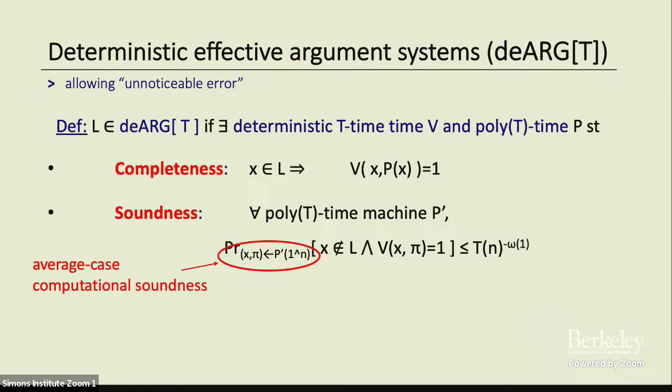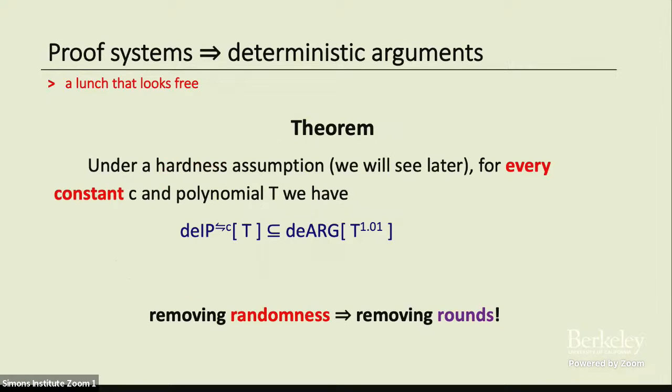So there are two ways we make the relaxation. First, you make information theoretic soundness computational. Second, it's an average case notion. This average case notion is kind of inherent once you talk about uniform provers. Yes, because if you allow a non-uniform adversary, you can always make the adversary hardwire the worst input, something like that. Yeah.